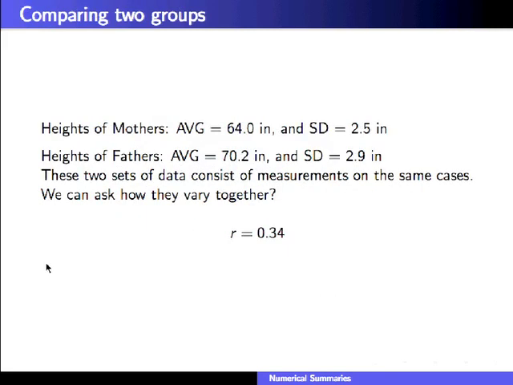So here's the actual data for our particular groups of mothers and fathers. We've already seen the average height of 64 with an SD of 2.5 for the mothers. For the fathers, the average height is 70.2 and the SD is 2.9. And if you remember, I have not replotted that big blobby looking scatter plot, which showed that there wasn't a really tight correlation. But there is a positive linear correlation, and that is 0.34 for the heights of mothers and fathers.